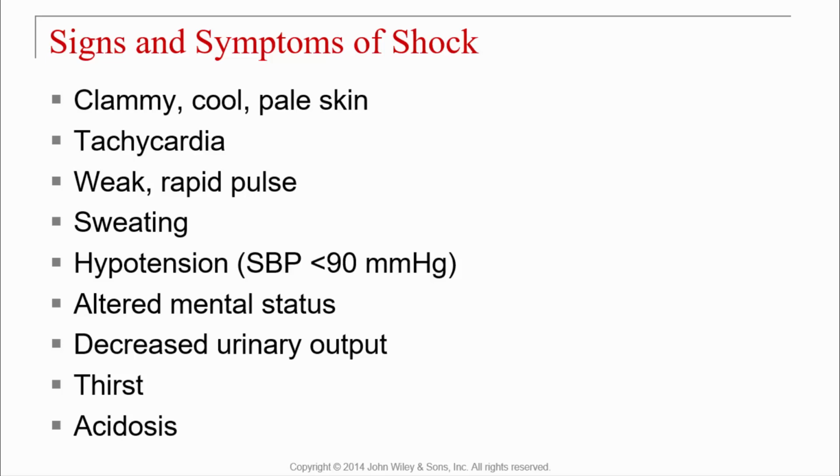Signs and symptoms of shock: clammy, cool, pale skin. Tachycardia, in other words, a heart rate over 100. You're going to have a weak and what we call thready pulse. There's going to be sweating or diaphoresis. The patient's going to have hypotension, so the systolic blood pressure is going to be less than 90. There's going to be altered mental status, decreased urinary output, thirst, and typically the blood is very acidic, so we'll have acidosis.